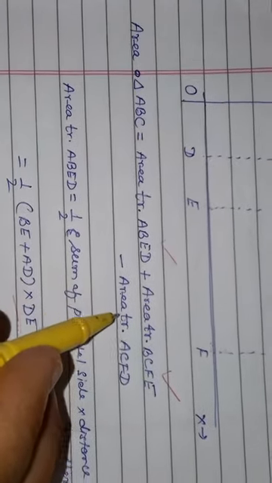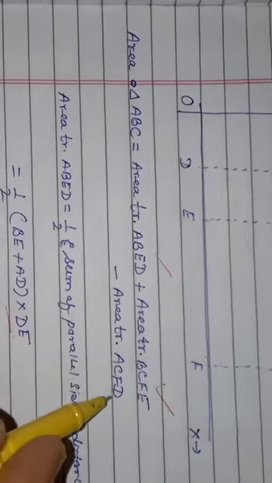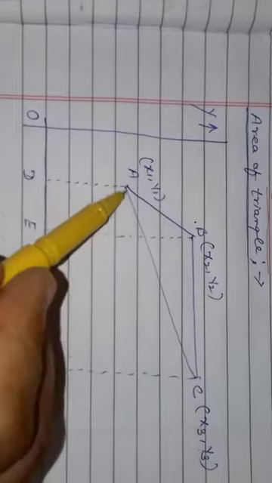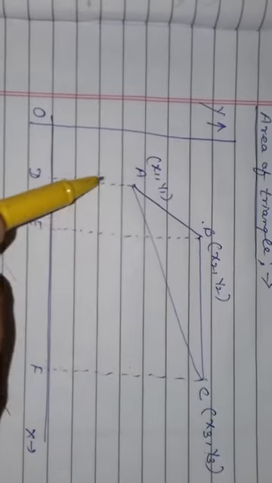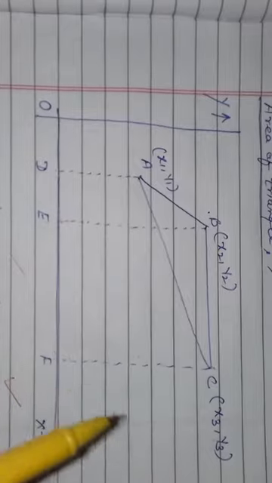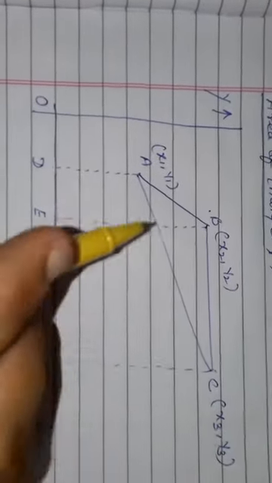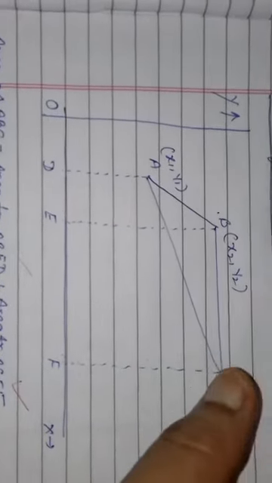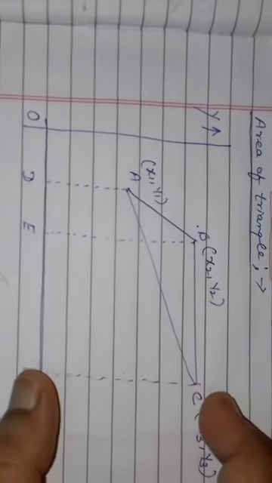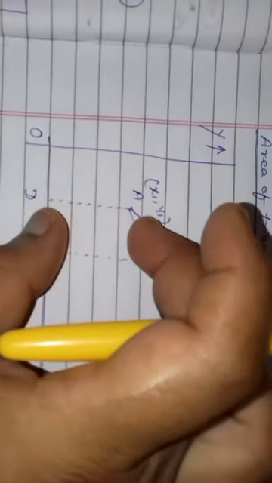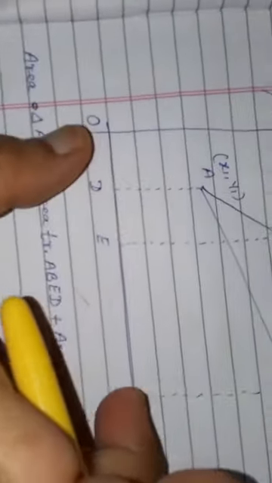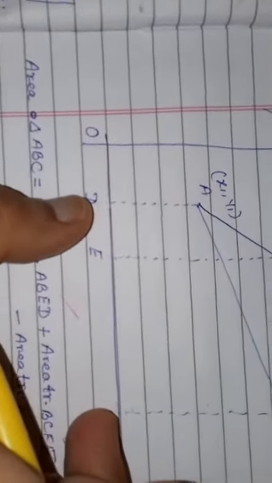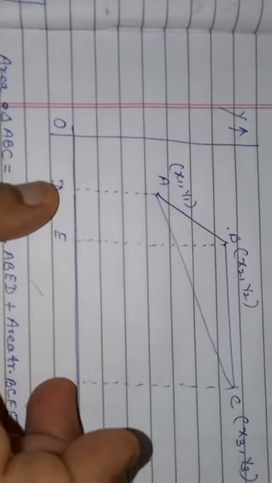Now we will find out the area of trapezium ACFD. Again the same formula: the sum of the parallel sides into the distance between the two, divided by 2. It means half the sum of the parallel sides into the distance between the two parallel sides. This is y3, this is y1. This distance is x3, this is x1. So the distance between the two parallel sides will be x3 minus x1.